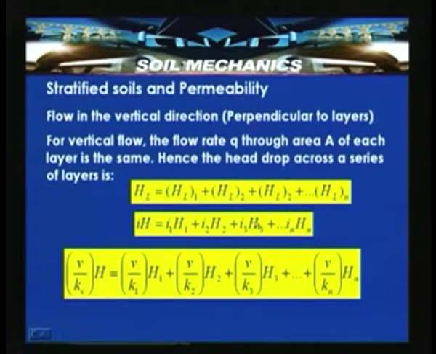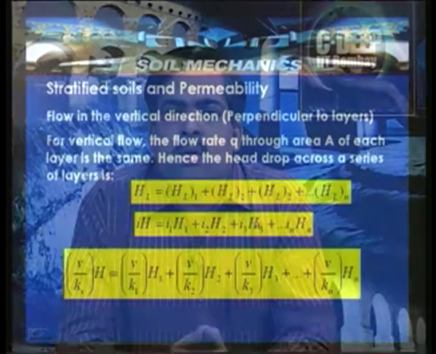So, by now using Darcy's law, v = k i, that can be expressed as i = v / k. Then by writing v / KV times H, where KV is the equivalent coefficient of permeability in the vertical direction. This represents the equivalent coefficient of permeability for all the layers under consideration.